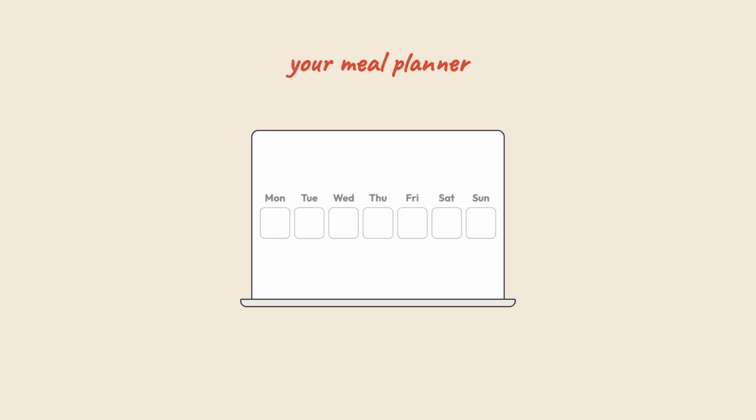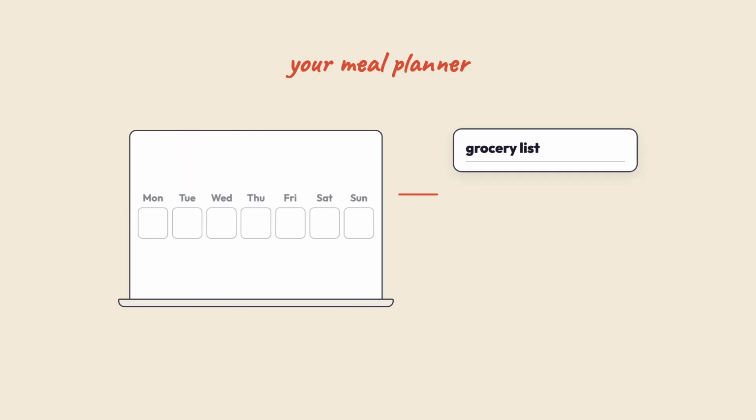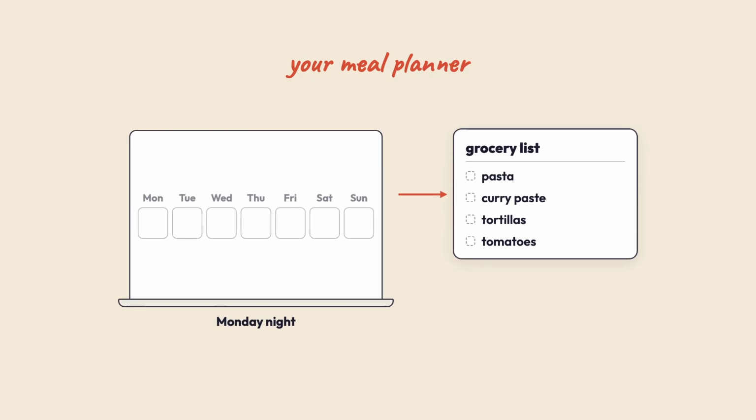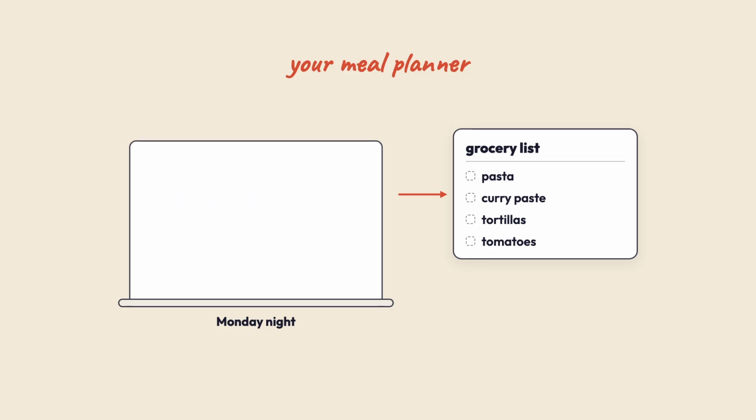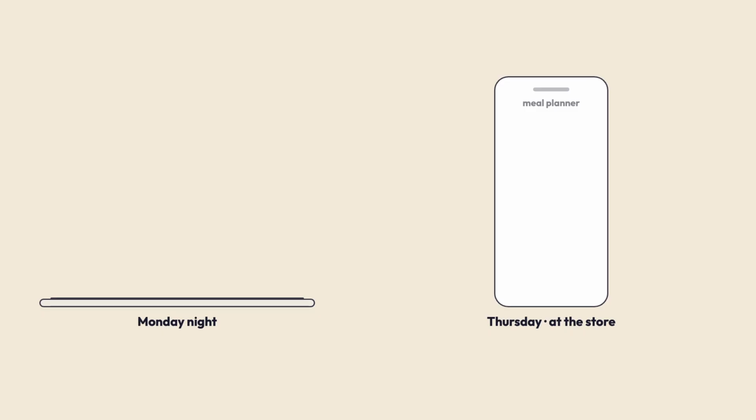Let's say you're building a meal planner. You tell it what you want to eat this week, and it helps turn that into a grocery list. On Monday night, you plan your week. Pasta on Tuesday, curry on Wednesday, tacos on Friday. You close the laptop. On Thursday, you're at the grocery store, and you open the app on your phone. Your plan is there. The same meals, on a different device, 3 days later.